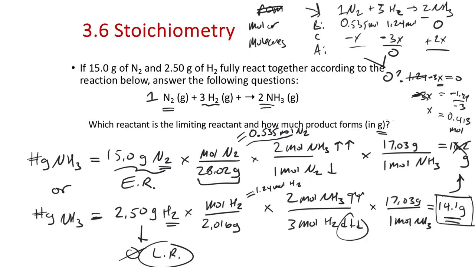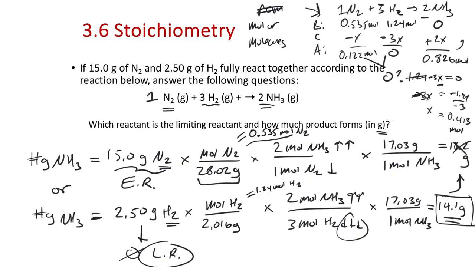And so then we can solve for a few things. We can see that we'd have 2 times X, so that's going to be 0.826 moles of our product. And then we're going to see that 0.535 minus 0.413 is 0.122 moles.